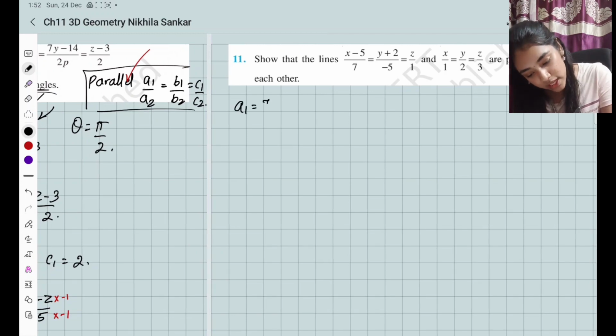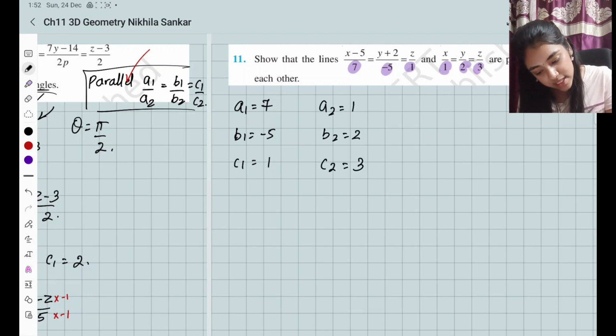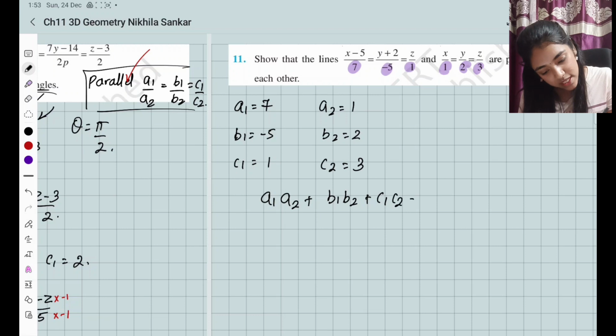So I have a1 equals 7, b1 equals minus 5, c1 equals 1. புரிஞ்சுதா? I have a1 b1 c1, a2 b2 c2 என்ன? 1 2 and 3. So I have a2 equals 1, b2 equals 2 and c2 equals 3. I have to prove that a1 a2 plus b1 b2 plus c1 c2 equals 0. So let me prove. இது ஆமாவா இல்லையான்னு சொல்லணும்.